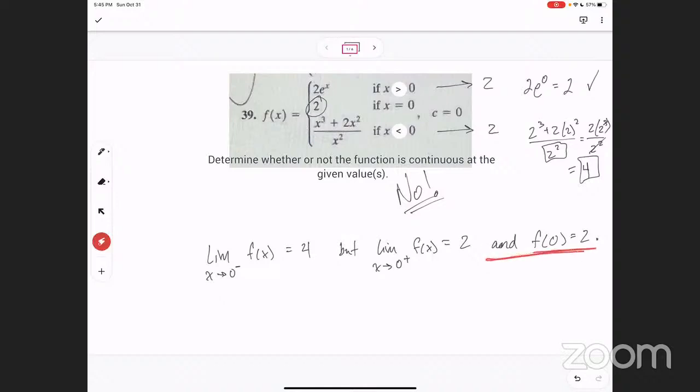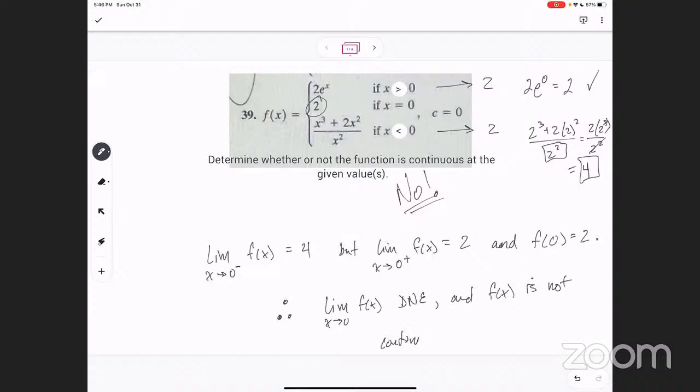So you actually don't even need to say this, but you can say this and this, therefore, 3 dots like that is therefore the limit as x approaches 0 of f of x does not exist, and f of x is not continuous at x equals 0.